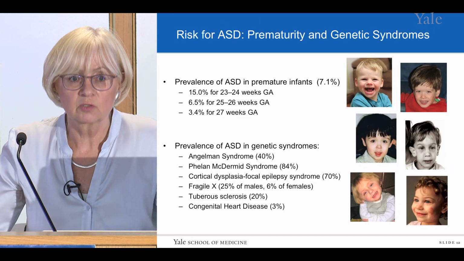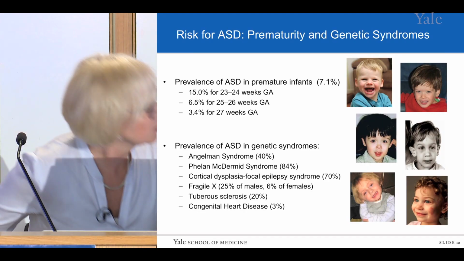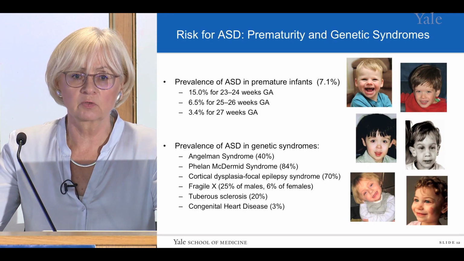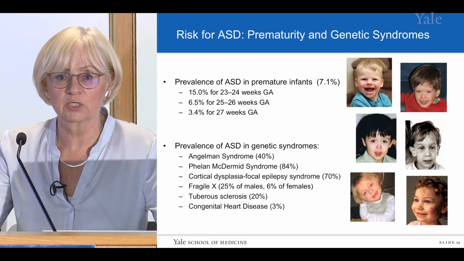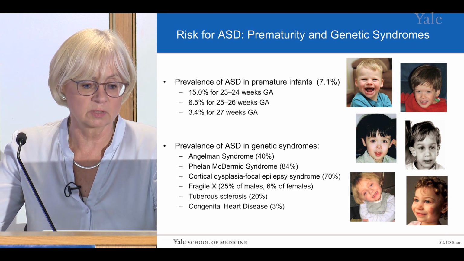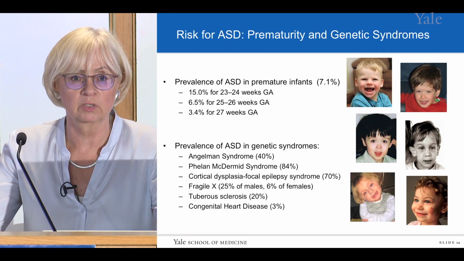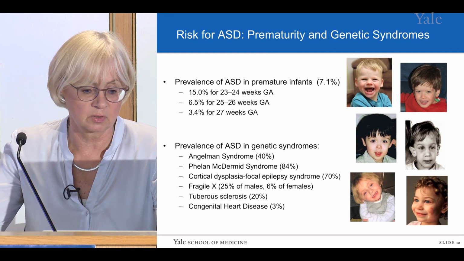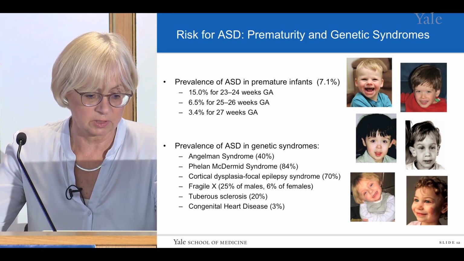There are other groups that are also at increased risk for autism, and one of them are preemies. And as you can see here on the top, the risk for autism increases as the gestational age decreases, which is very high risk for autism in babies who are born with gestational age of 23 or 24 weeks. It's about 15% or so, whereas the average for the entire preemie group is 7% or so.